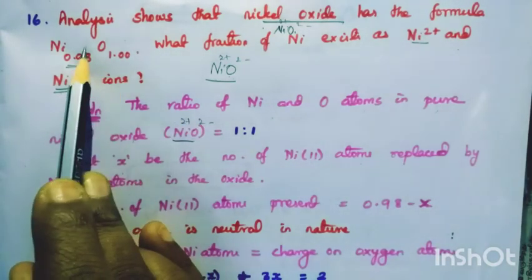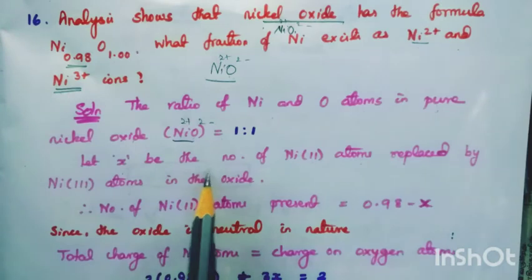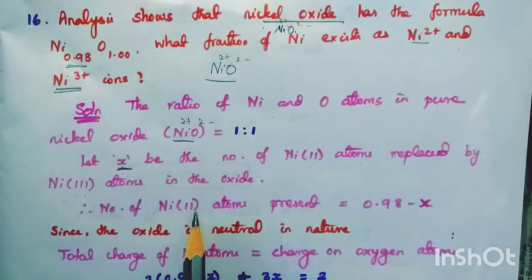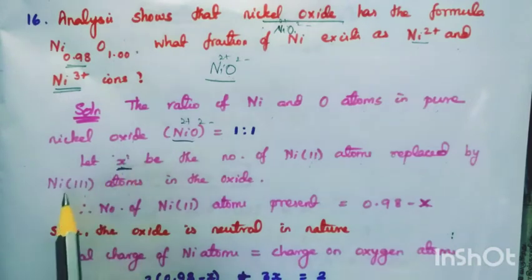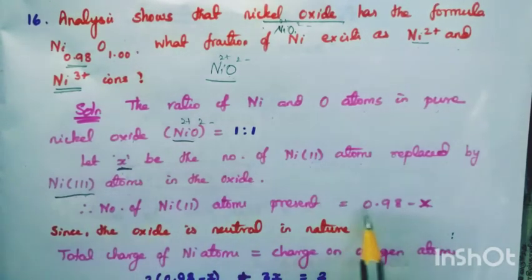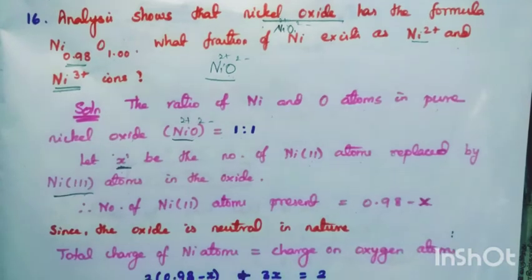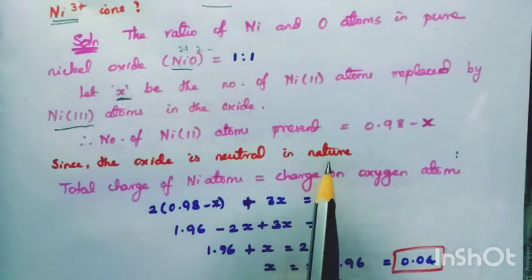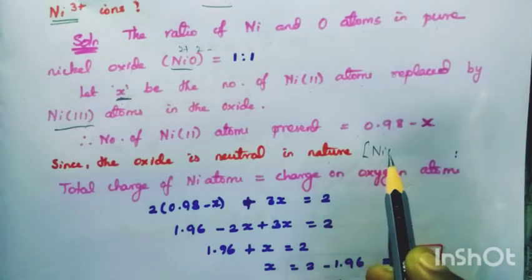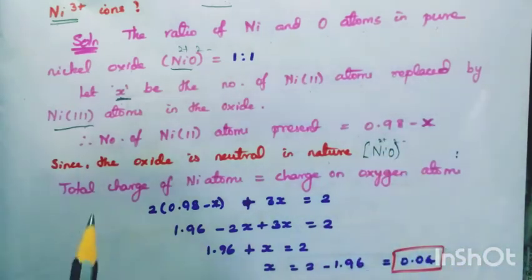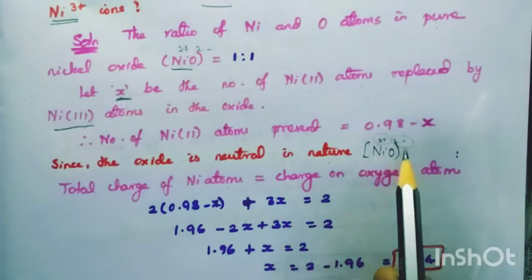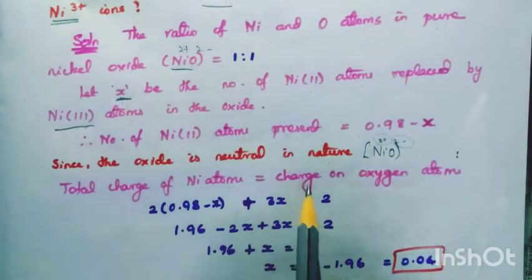We don't know how much Ni3+ is present here. For that we are saying X amount of Ni2+ is replaced by Ni3+ atoms. Therefore, the number of Ni3+ atoms present is X, and Ni2+ is 0.98 minus X. Since nickel oxide is neutral in nature, 2 plus and 2 minus, the total charge of the nickel ions equals the charge on the oxygen atom.